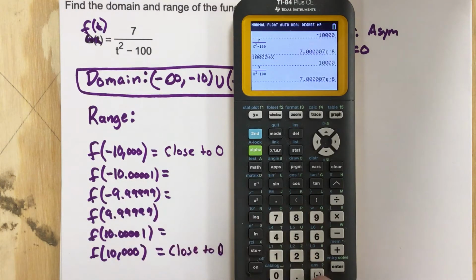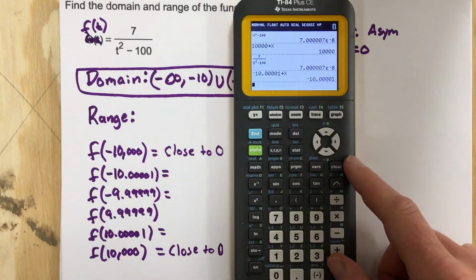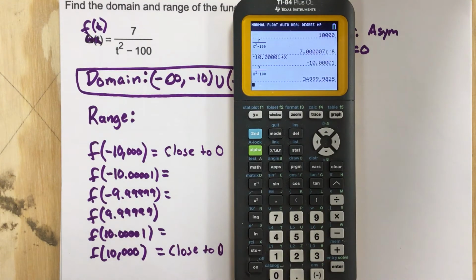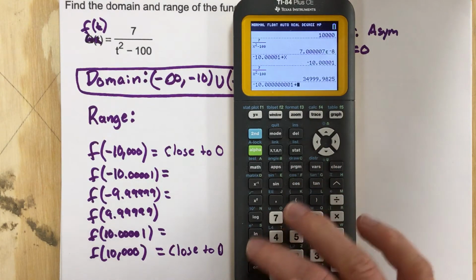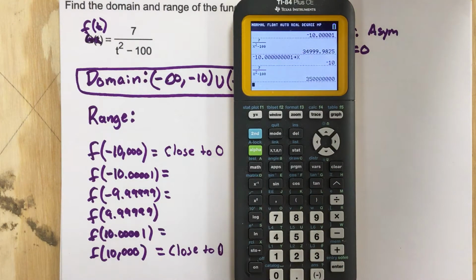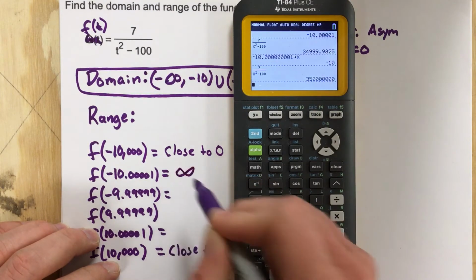Let's plug in negative 10.00001, store it as x, and then grab that function again. I get a pretty large number. We can test this real quick: let's plug in a couple more zeros, store it as x, and then grab that function. It should make that larger. As you can see, you're getting larger. So we're approaching positive infinity here, so we're going to just put a positive infinity sign.